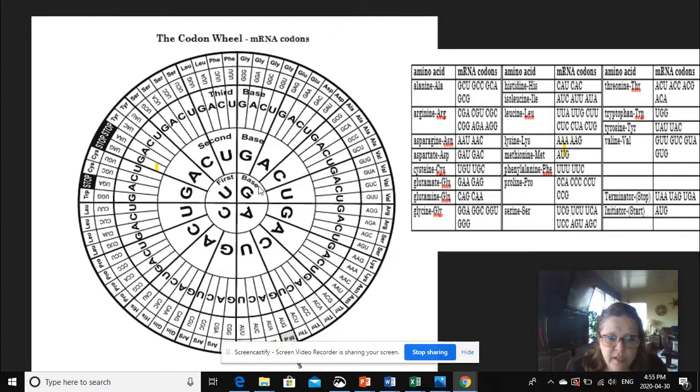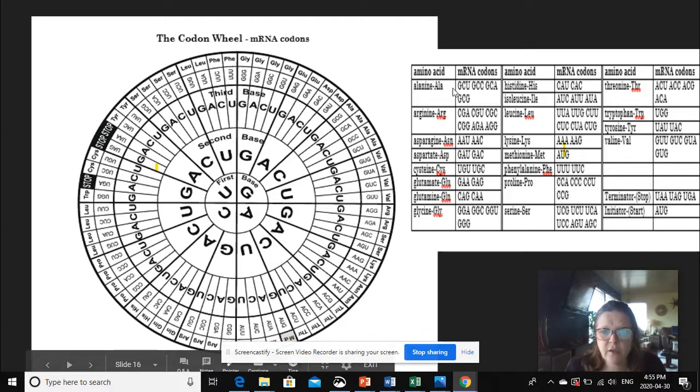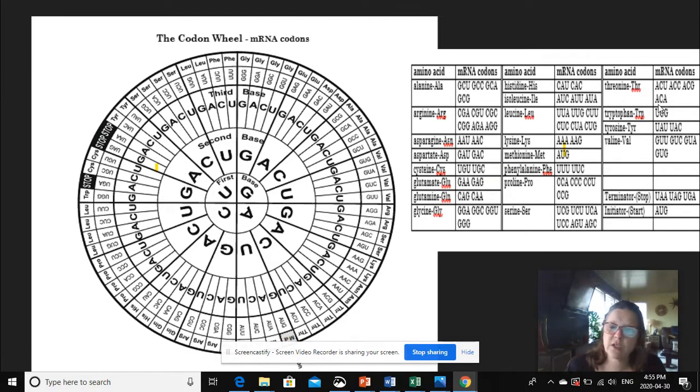You just go first base, find your second base, and then find your third base, and then just follow it through to get the abbreviation, because they don't have room to write the whole name in here. There's a little table here too, and you could, I guess, just look for it in a table like this, like say it was AAU, you could find that would be asparagine, or GCC, alanine, CCC, that would be proline.